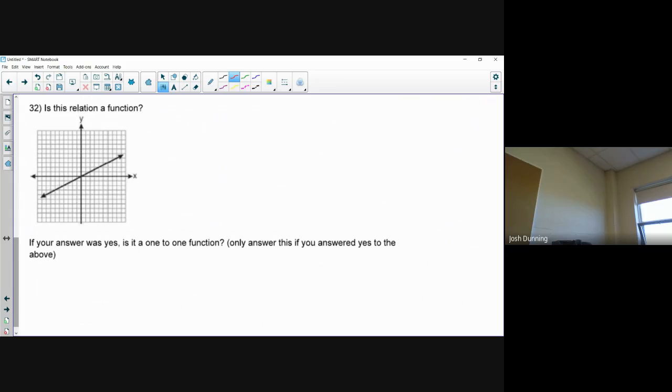32? Yeah, I can't connect any parts of that line with a vertical line. So yes, it is a function. Is it a one-to-one? Likewise, I mean, there's no way to connect any 2 points of that diagonal line with a horizontal. So yes.